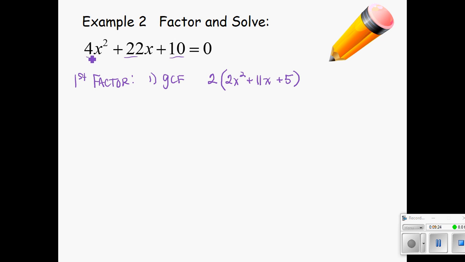Because otherwise you'd have to say 4 times 10 is 40, two factors of 40 that make 22. It's going to get ugly. It's going to get big. And we could make some major mistakes. So we always got to take that GCF out.